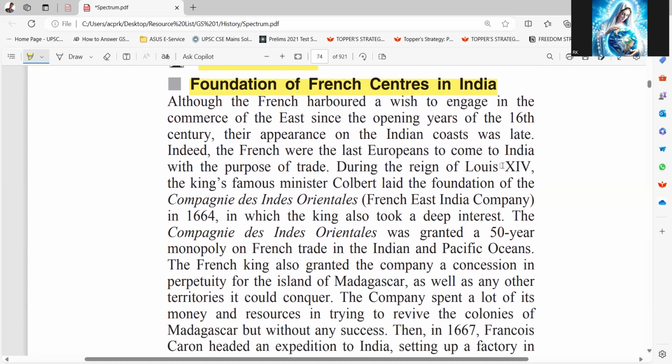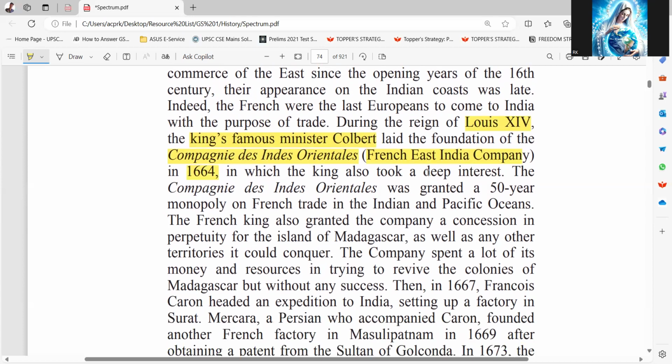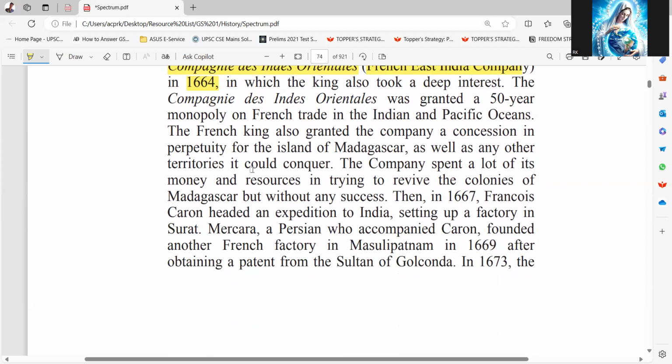During the reign of Louis XIV, the king's famous minister Colbert laid the foundation of the Compagnie des Indes Orientales, the French East India Company, in 1664, in which the king also took a deep interest. The Compagnie des Indes Orientales was granted a 50-year monopoly on French trade in the Indian and Pacific Oceans. The French king also granted the company a concession in perpetuity for the island of Madagascar, as well as any other territories it could conquer.